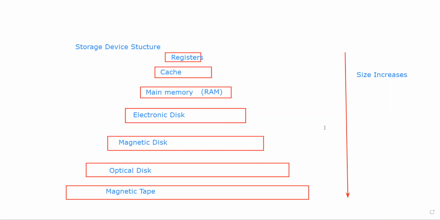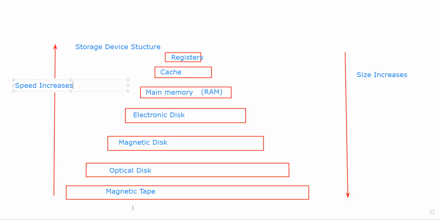Okay, from top to bottom you can understand the size is increasing. And if we consider the other way around, when it goes from bottom to top, it will be faster. That means the speed increases.